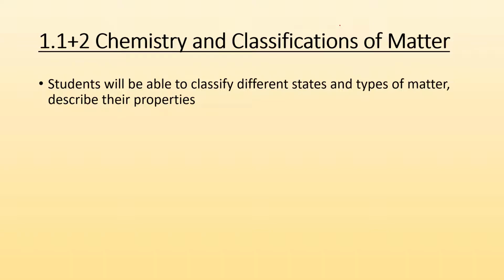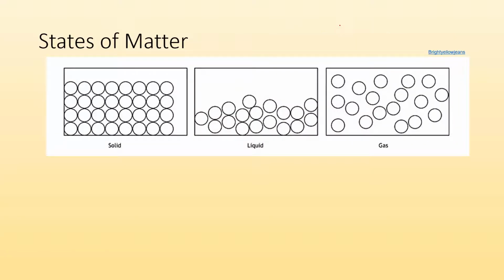Mr. Donahue here again. This time we're going to take a look at 1.1 and 1.2, Chemistry and Classification of Matter. So our objectives will be to be able to classify different states and types of matter and describe their properties. So let's begin. States of matter. Basically, it's just like what phase is it in, what kind of state is the matter in.